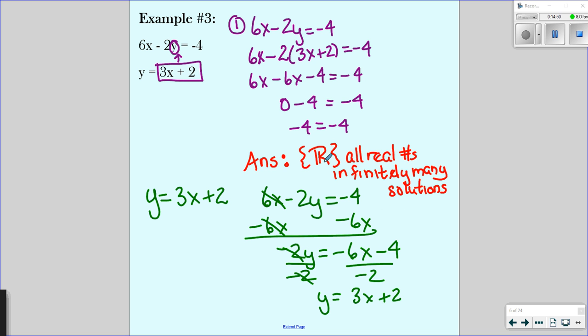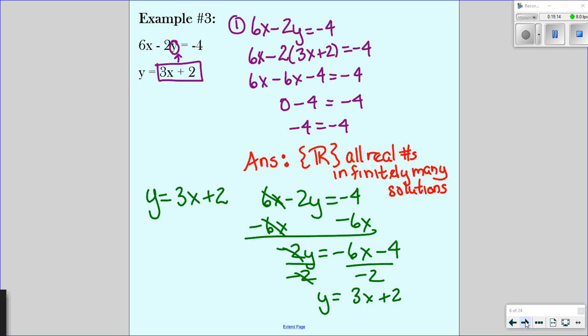So again, when you try to solve for one of the variables and you end up with this situation, it could be 5 equals 5, or -3 equals -3, then you know it's going to be infinitely many solutions. Because this is the same line, it's on top of each other, and they're sharing all those points between the two because it's the same line.